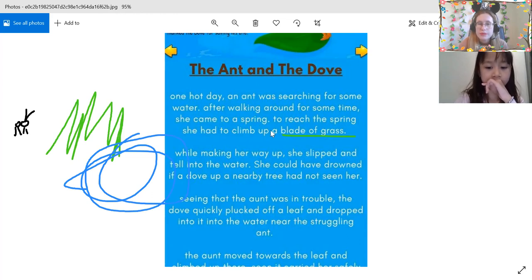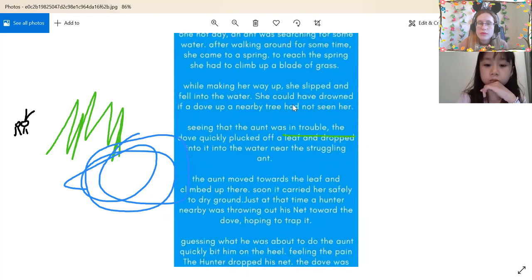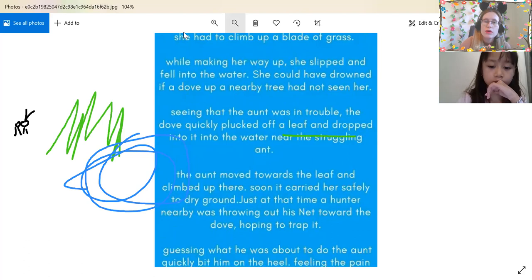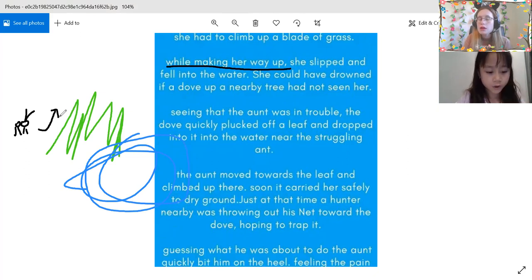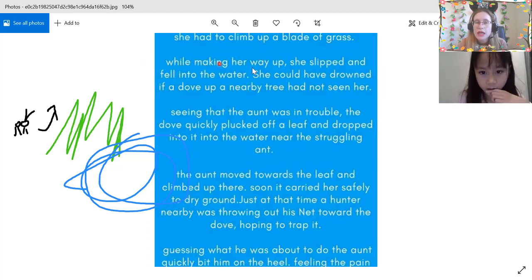Okay, let's have a look. Let's read. Don't make mistakes when reading. Read after teacher, okay? Let's read together. You can do it. While making her way up, she slipped and fell into the water.